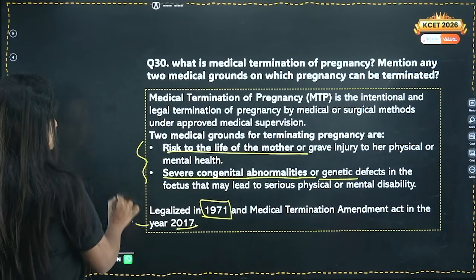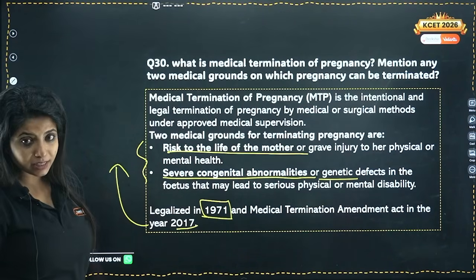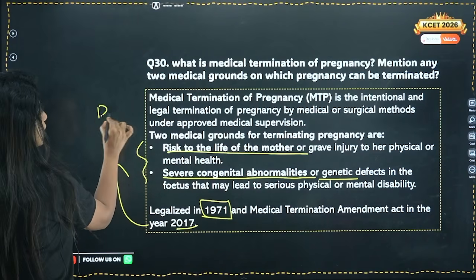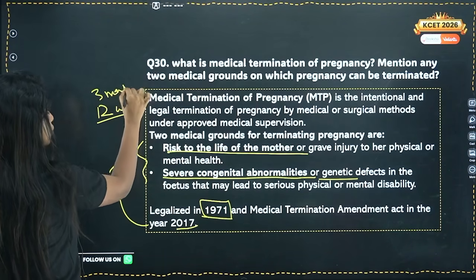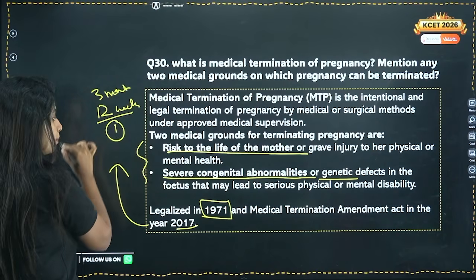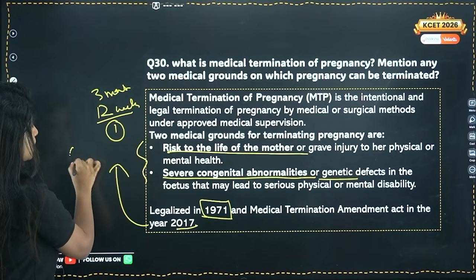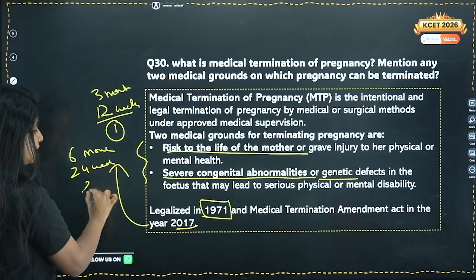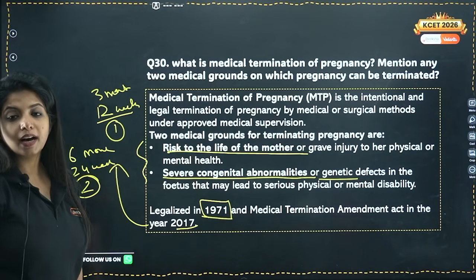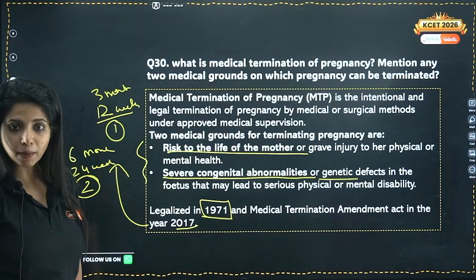And my dear children, it was said that if someone is doing MTP within 12 weeks, that is basically a 3 month duration, you need the approval of at least one medical professional. If it is being done in a 6 month time period or 24 weeks, you need the agreement of at least 2 medical professionals.